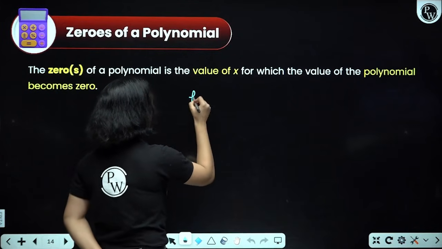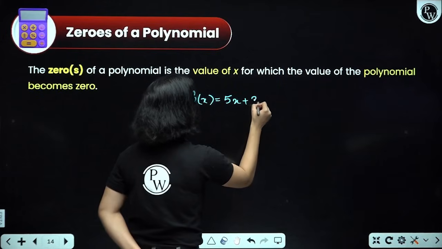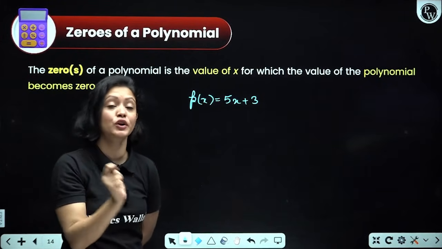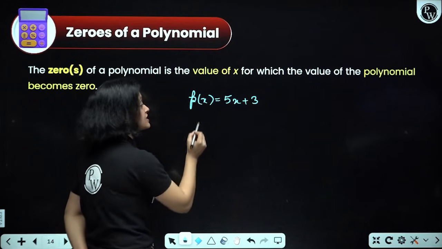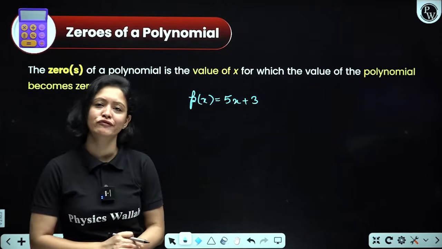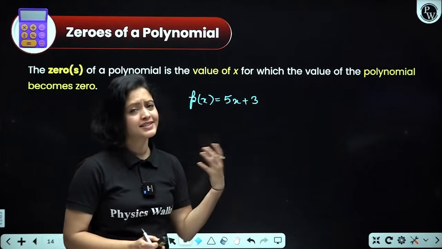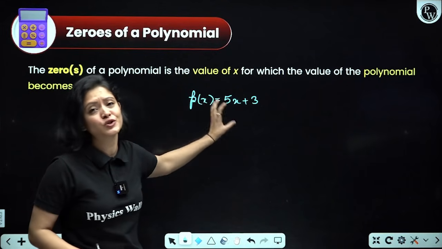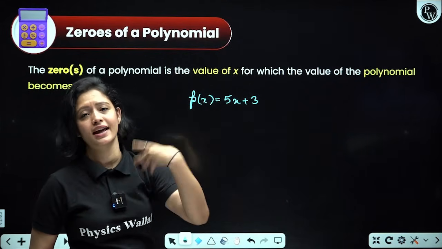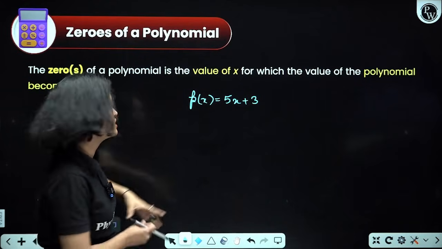Let's take a linear polynomial, 5x plus 3. Right? Now, what would be the zero of this polynomial? The zero of this polynomial would be the value of x for which p(x) becomes 0. Now, there are different methods to find the zeros of a polynomial. One is hit and trial. In hit and trial, you will just think, what can I put in place of x to get this entire thing to be 0. So, there you will just have to try different values of x, right? Another method for linear polynomials. This is for linear polynomials.